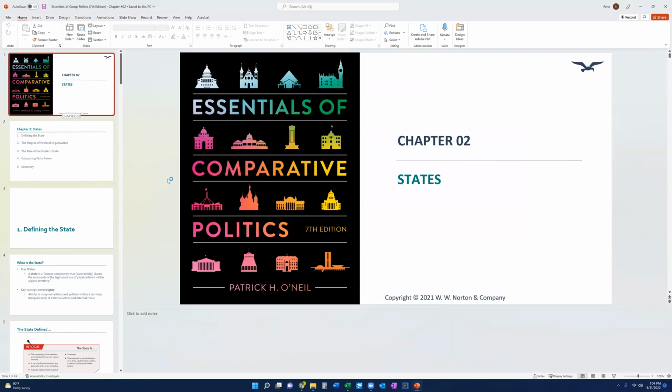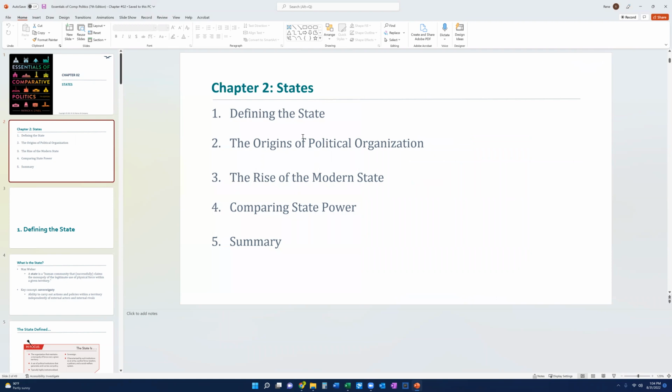This chapter 2, states, we're going to try to define the state. We're going to try to explain some of the origins of political organization, a little bit of the history of the modern state, and then we're going to try to compare state power from one state to another. That's going to be a big, important part of this chapter. So let's get straight to it.